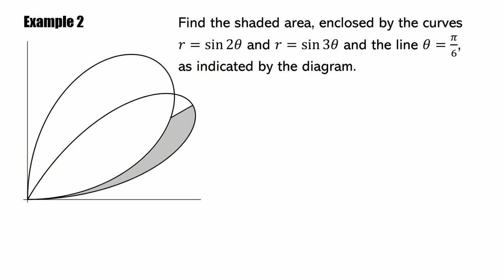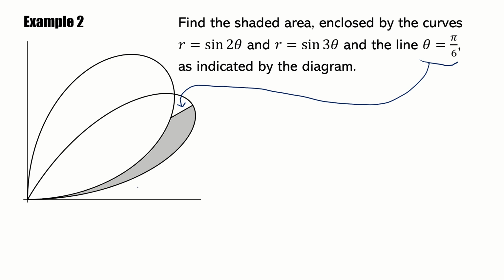Okay, so therefore we can have a go at putting that into practice as well with this example here. We've got to find the size of the shaded area, which according to the question is enclosed by the two polar graphs, and also the line theta equals pi over 6. As you can see, the only part of that area that's enclosed by a straight line is this bit here. So that's what they're talking about when they say theta equals pi over 6.